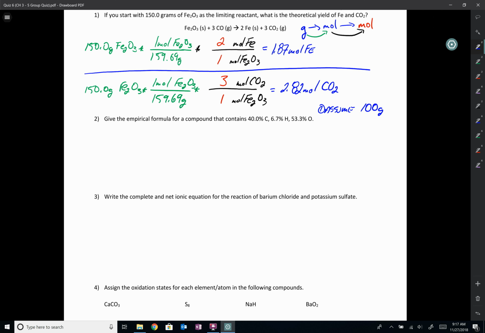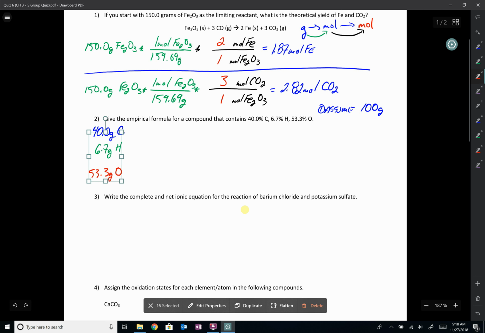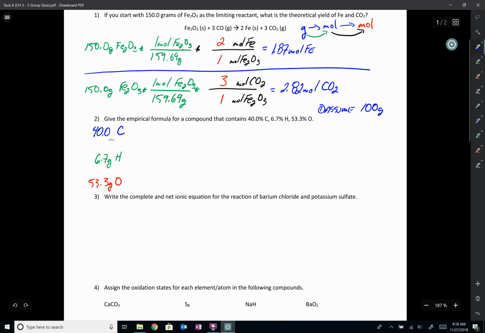So we have 100 grams of this compound, and 40% of that is carbon. What's 40% of 100? Well, that's 40 grams of carbon. And we have 6.7 grams of hydrogen and 53.3 grams of oxygen. These are the assumptions that we're going to be working with. So the first step is assume 100 grams.